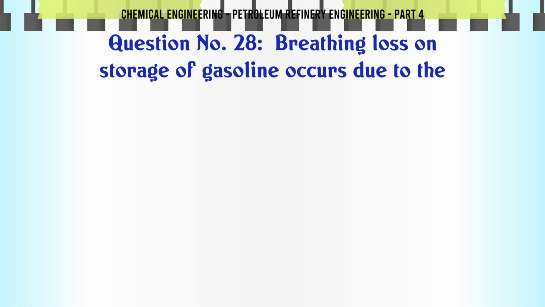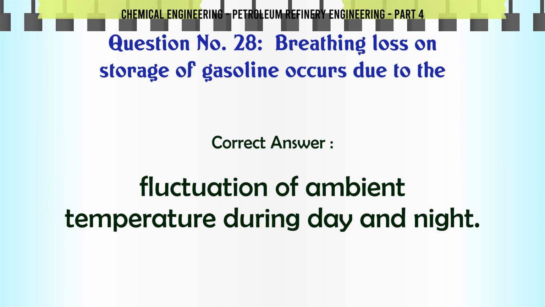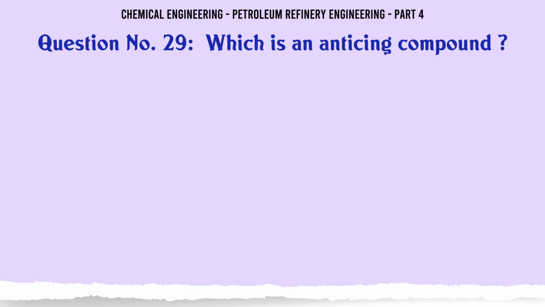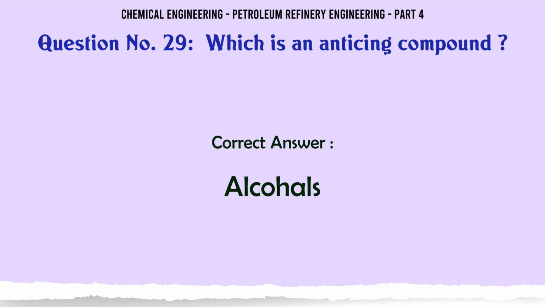Breathing loss on storage of gasoline occurs due to the A. presence of unsaturated air, B. fluctuation of ambient temperature during day and night, C. both A and B, D. neither A nor B. The correct answer is fluctuation of ambient temperature during day and night. Which is an antiknock compound? A. amyl nitrate, B. alcohols, C. mercaptans, D. pyridine. The correct answer is alcohols.